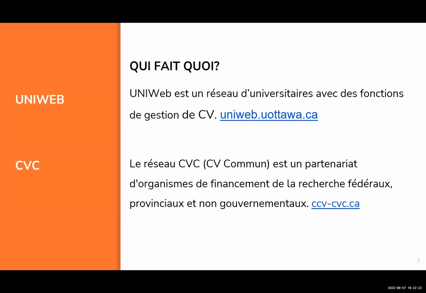What is CCV? So, UNIWEB is an academic network that has CV management functions. So it serves as the central depository for your academic history. It's used by teachers, residents, clinicians, staff, students. It's used in most research universities and research institutes across Canada. We're lucky it actually syncs with the Canadian Common CV very easily.